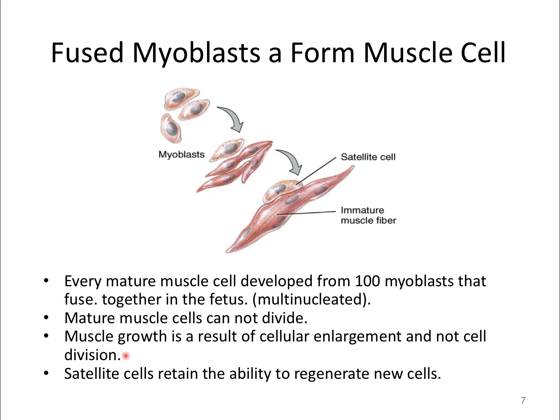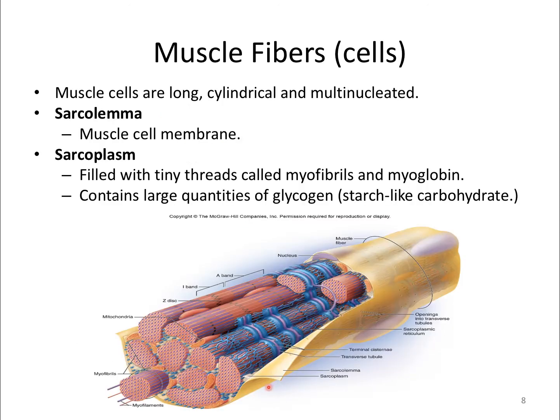So muscle growth is then a result of cellular enlargement, but not cell division. And the satellite cells will replace your muscle cells when necessary. Typically, this happens if you damage your muscle. Say you get a strain, which is torn muscle fibers. Okay, speaking of muscle fibers or cells.